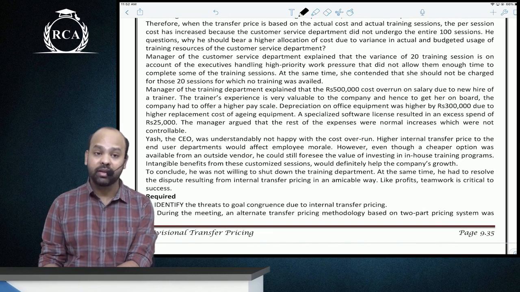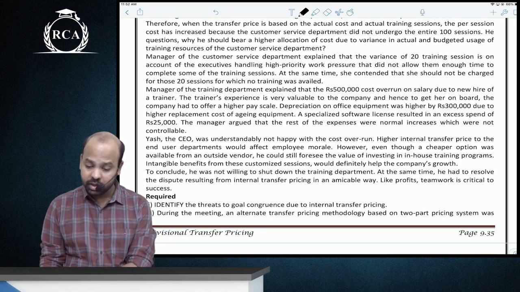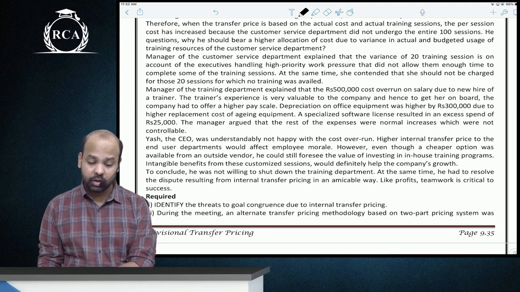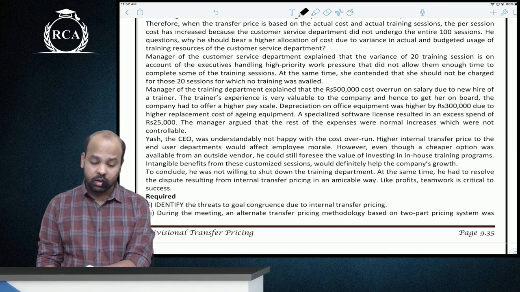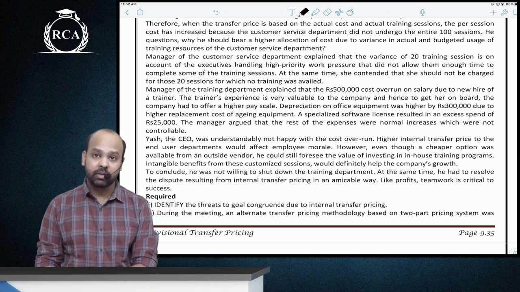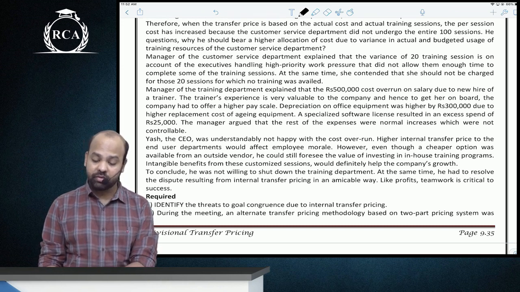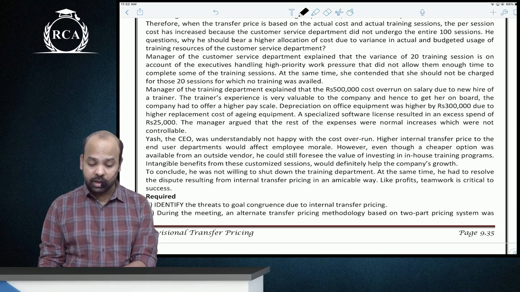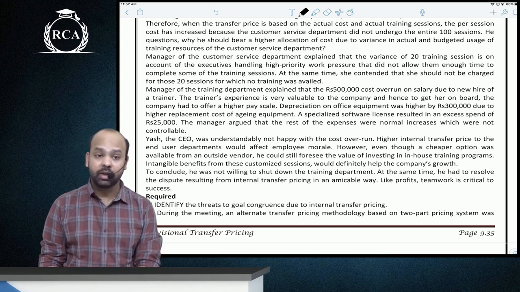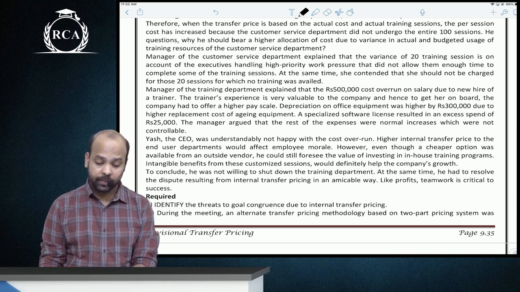The trainer's experience is very valuable to the company, and hence to get her on board, the company had to offer a higher pay scale. Depreciation on office equipment was higher by 3 lakhs due to higher replacement cost of aging equipment. A specialized software license resulted in an excess spend of 25,000. Manager argued that the rest of the expenses were normal increases which were not controllable.